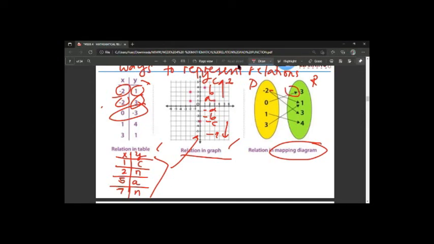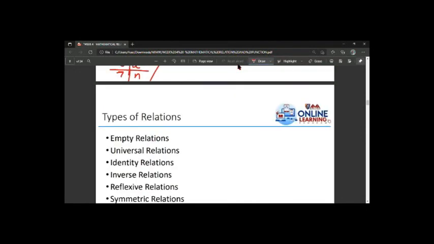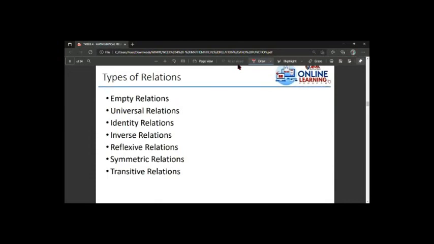Okay? Always remember that. Now, let's go with the next slide. So, these are the types of relation. There's no need for us to dive in and discuss each, because this will be discussed after the exam. This is week 6. Kasi yung exam nyo is week 5. Okay? So, all you need to do is memorize all the typical types of relations. So, yung mga types of relations are empty, universal, identity, inverse, reflexive, symmetric, and transitive.